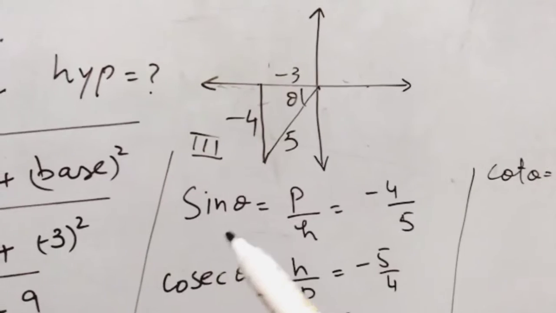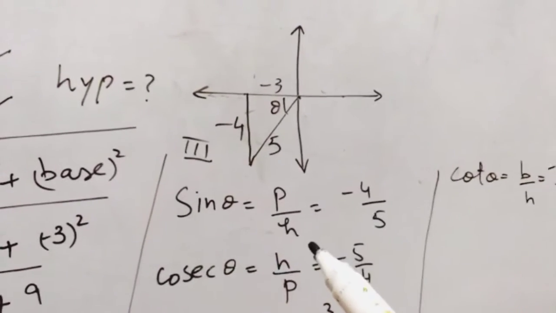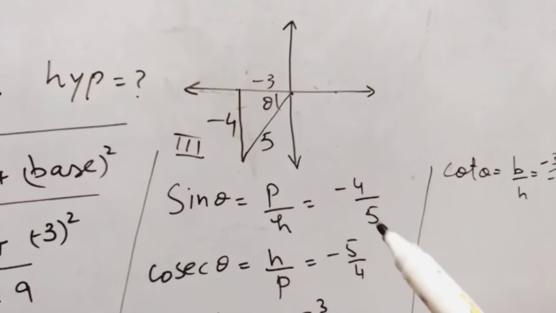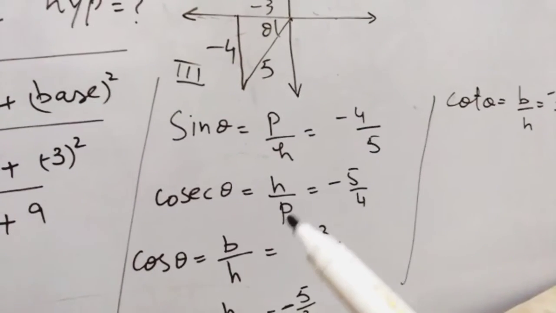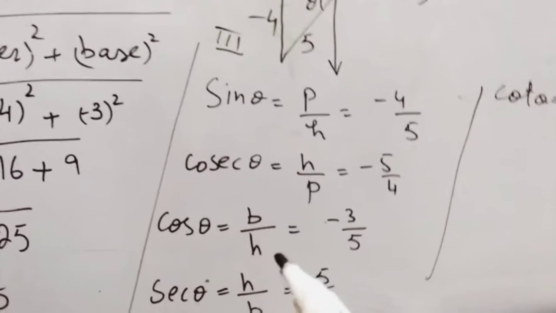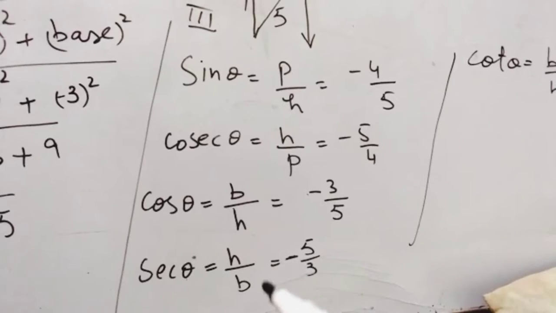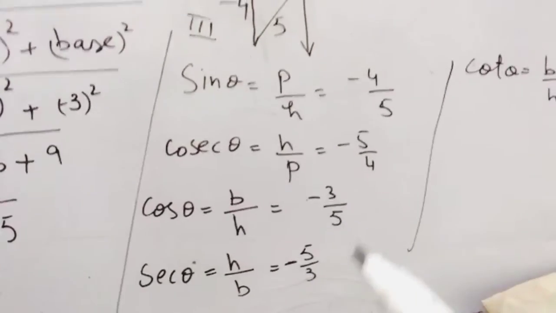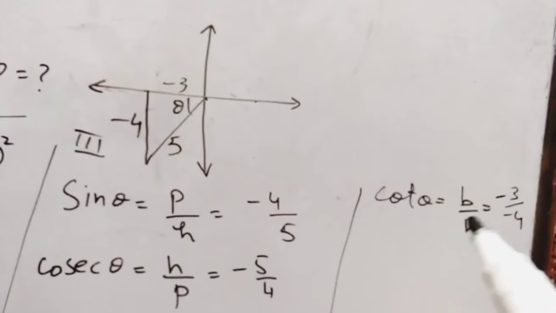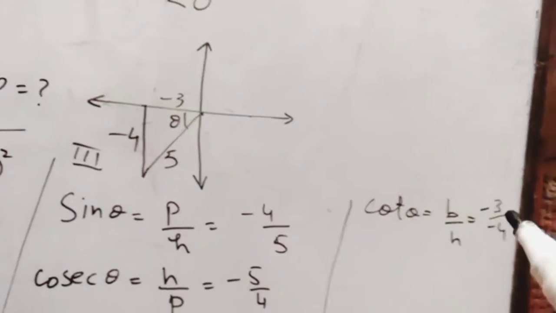Now the unknown trigonometric ratios. Sin theta is perpendicular over hypotenuse, perpendicular is minus 4 and hypotenuse is 5. Cosecant theta is the reciprocal, hypotenuse over perpendicular, which is minus 5 by 4. Cos theta is base over hypotenuse, which is minus 3 by 5. Secant is hypotenuse over base, which is minus 5 by 3. Tangent is given, so we write cotangent theta, base over perpendicular, which is minus 3 by minus 4, or 3 by 4.